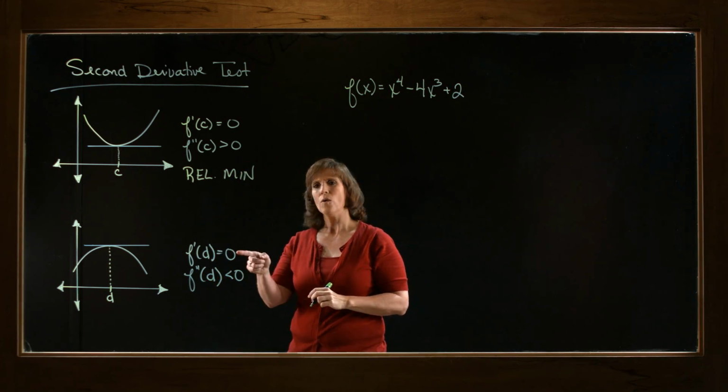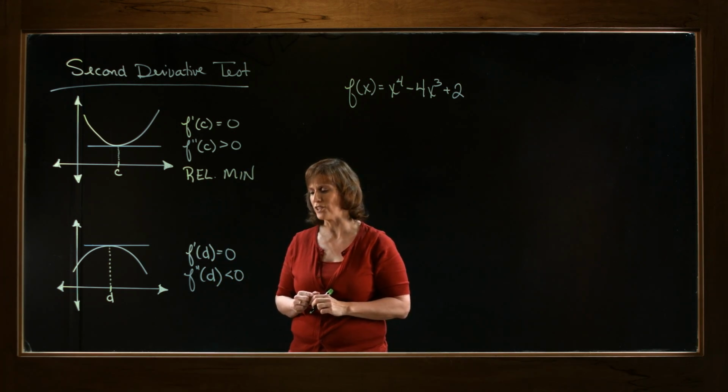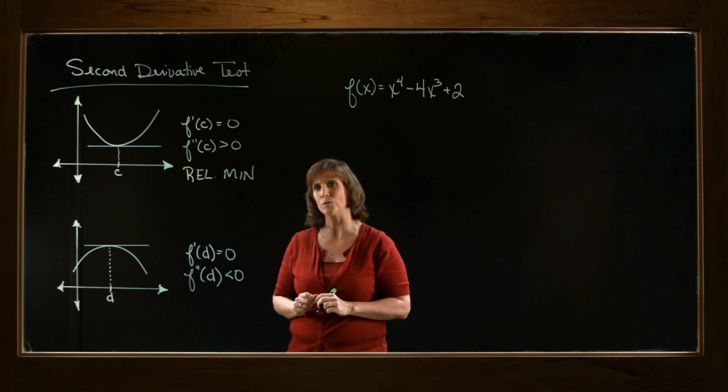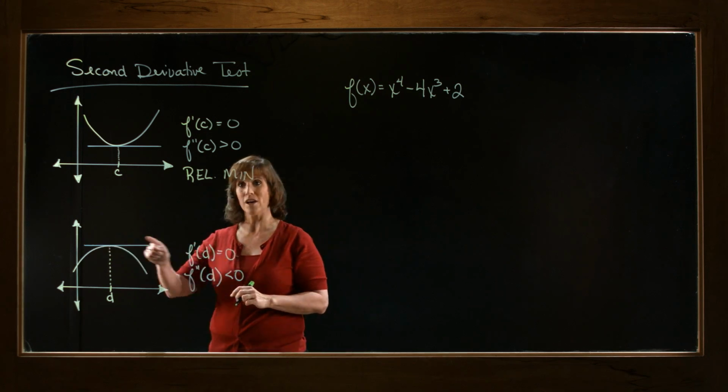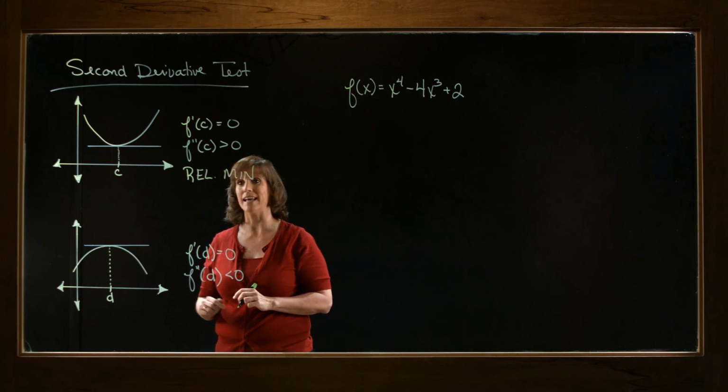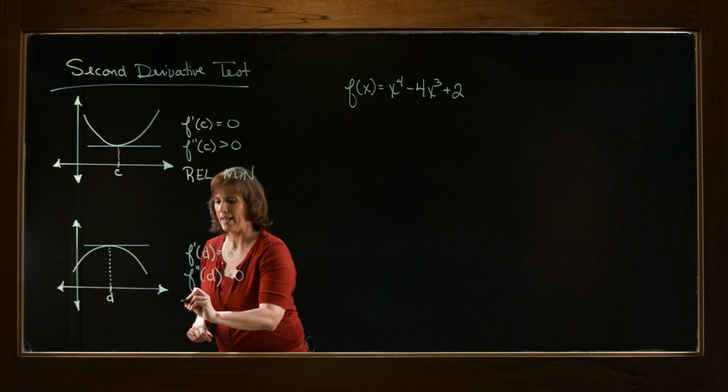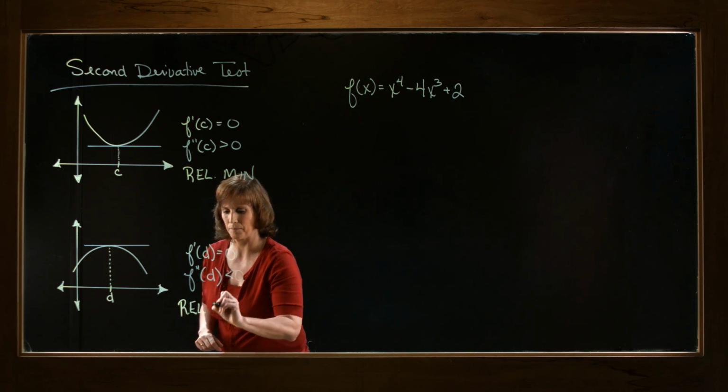On the other hand, what if we again have a horizontal tangent, but this time our second derivative at that point is negative, which means our graph is concave down. If we have a horizontal tangent and it's concave down, the only way that can happen is if we have a relative maximum.